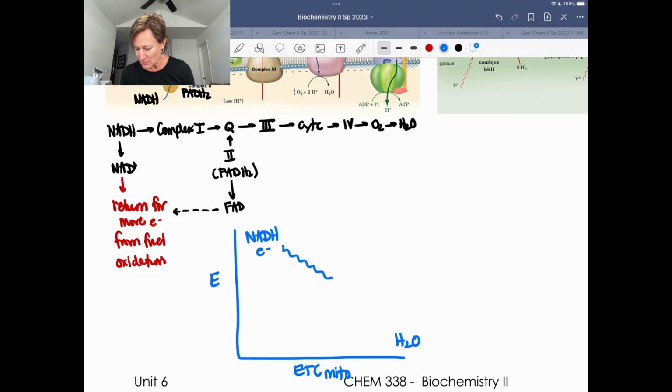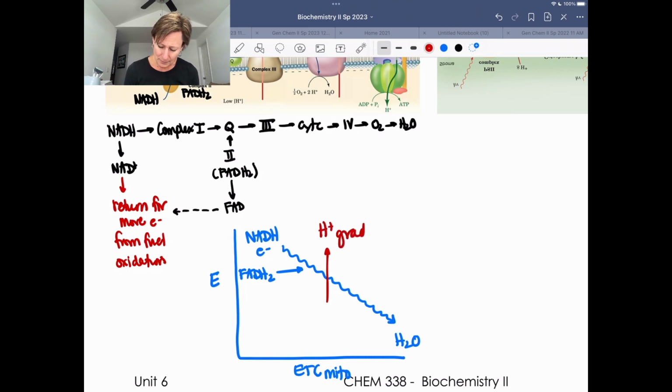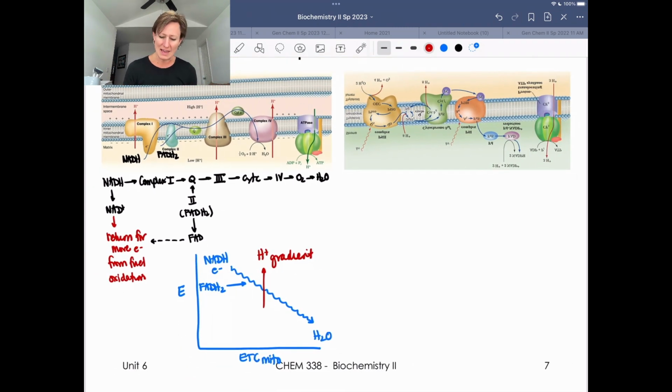So what we really have is a downhill slide, starting from a fairly reduced molecule, NADH, very high in energy in terms of its standard reduction potential. FADH2 is going to come in a little further down the path. But the whole intent of looking at a diagram this way is that any time we are going downhill in energy, we can use that energy to synthesize a proton gradient. And just reviewing, we've talked about several ways that happens.